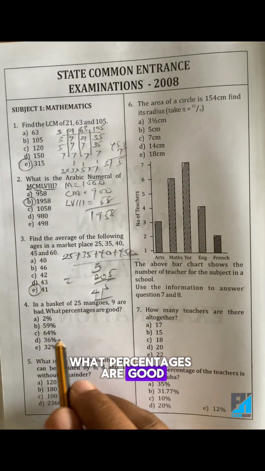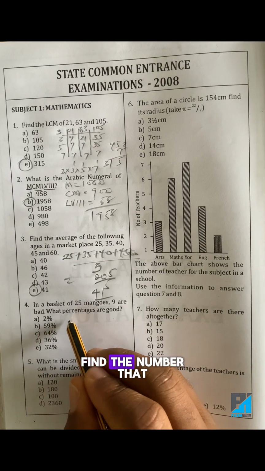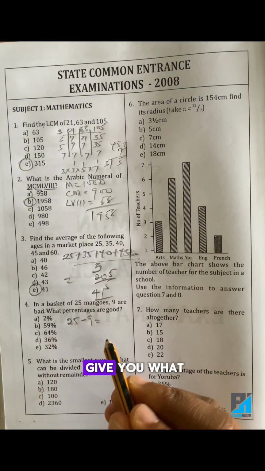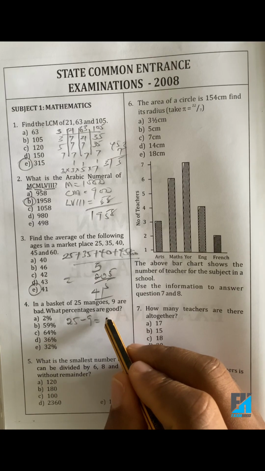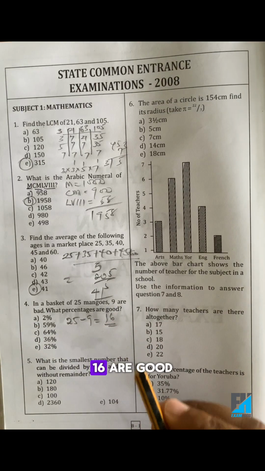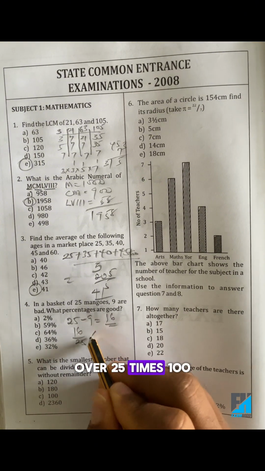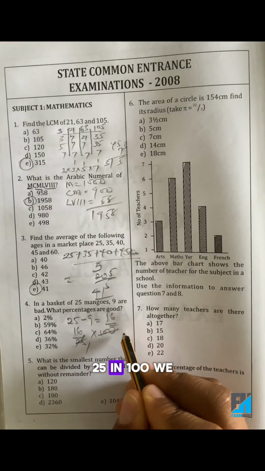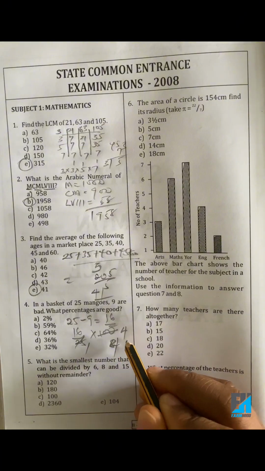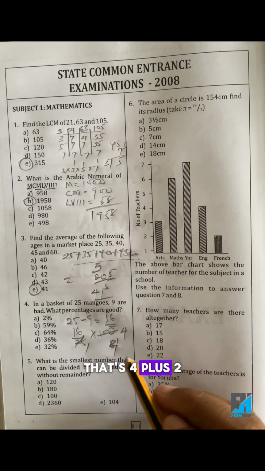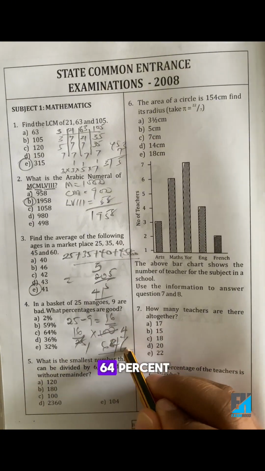In a basket of 25 mangoes, 9 are bad. What percentage are good? You know that the total number of mangoes is 25, and 9 are bad. The first thing is to find the number that are good. 25 minus 9 gives us 16. 16 are good. So the percentage that are good will be 16 over 25 times 100. 25 in 100 will give you 4. 4 times 16. 4 times 6, that's 24. 4 times 1, that's 4 plus 2. That's going to be 64. So we have 64%.